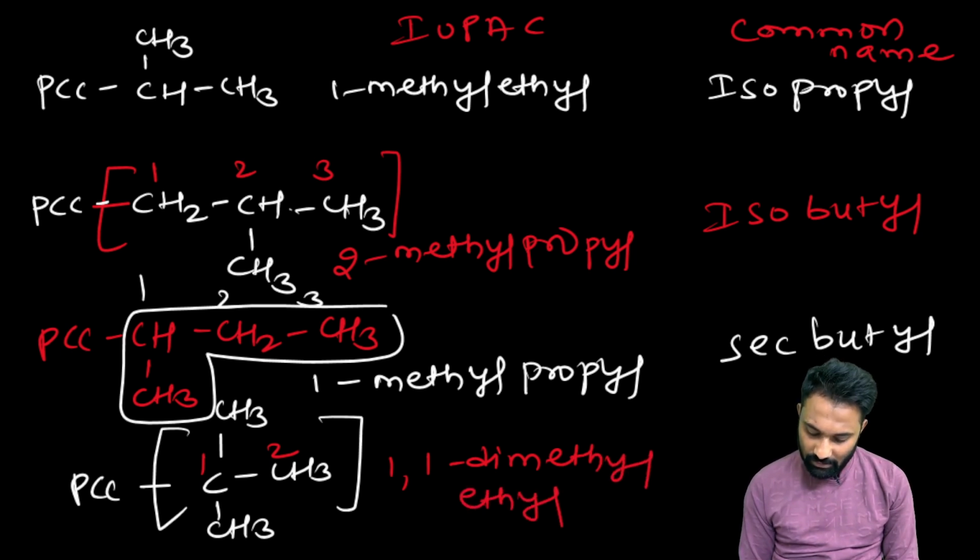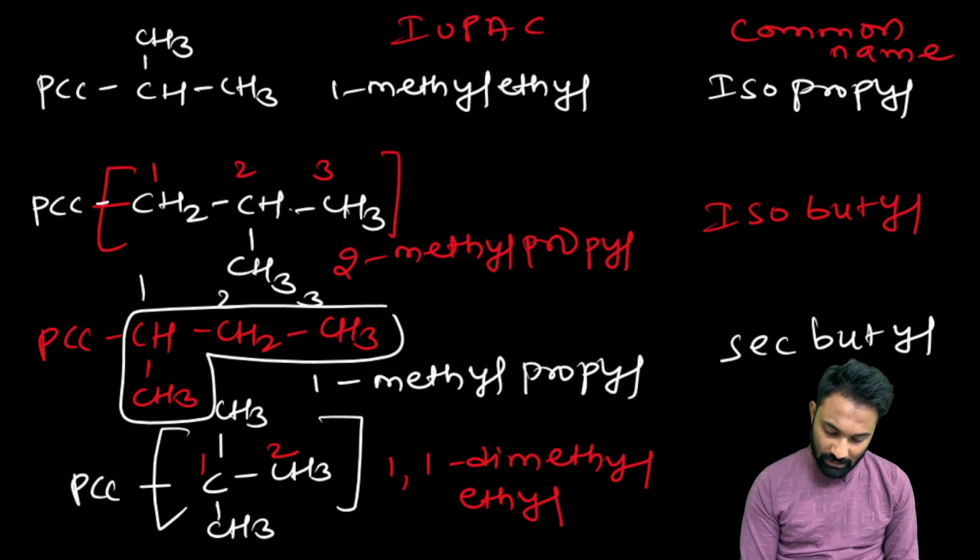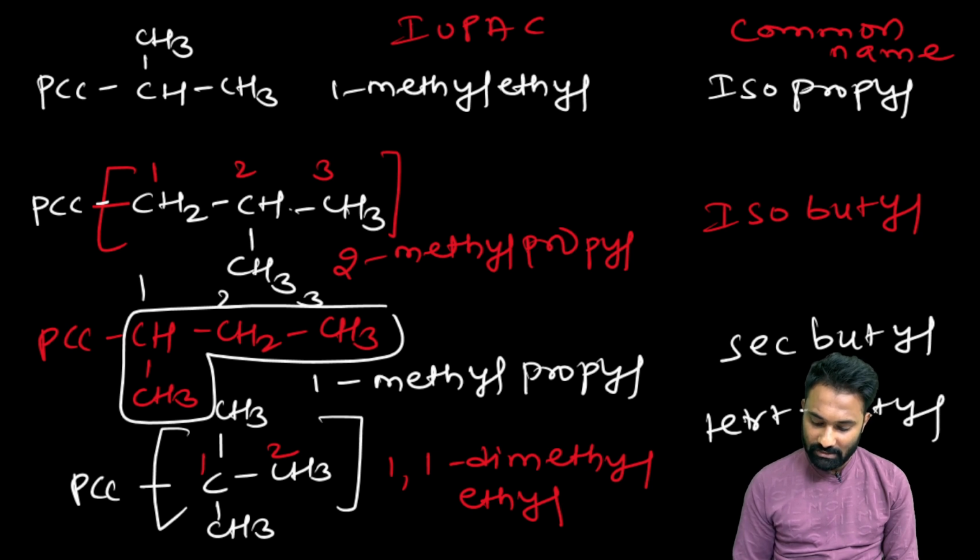1, 1 dimethyl ethyl is which one? The complex substituent IUPAC name. Now the common name for this one will be the tertiary butyl. Tertiary butyl is a common name. Clear? Now you see, in this manner we can identify the complex branching, common name and IUPAC name.